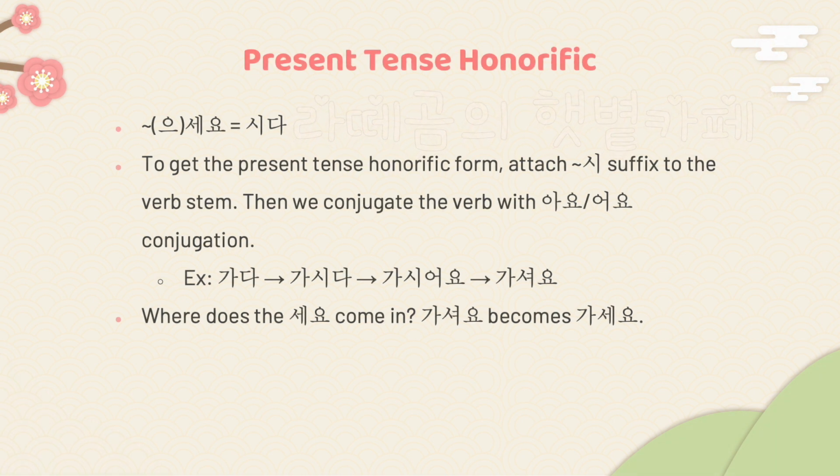So the present tense honorific. What is this? 세요 comes from the honorific suffix 시다. We can add 시 to most verbs to make it honorific and thus more formal. We conjugate it the exact same way as we do with the 아요, 어요 form. So if we take a look at our example here, we have 가다, to go, and we would just add in the 시 to make it 가시다. And this gets conjugated with the 아요, 어요 rules. So we're going to get 가셔요.